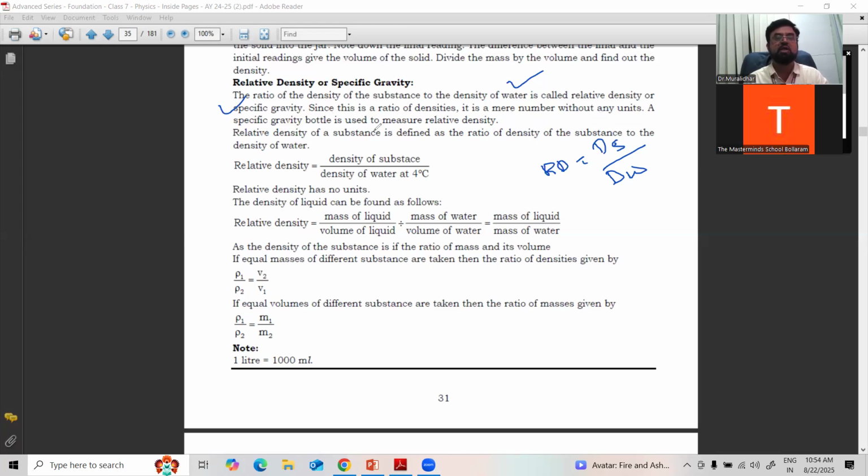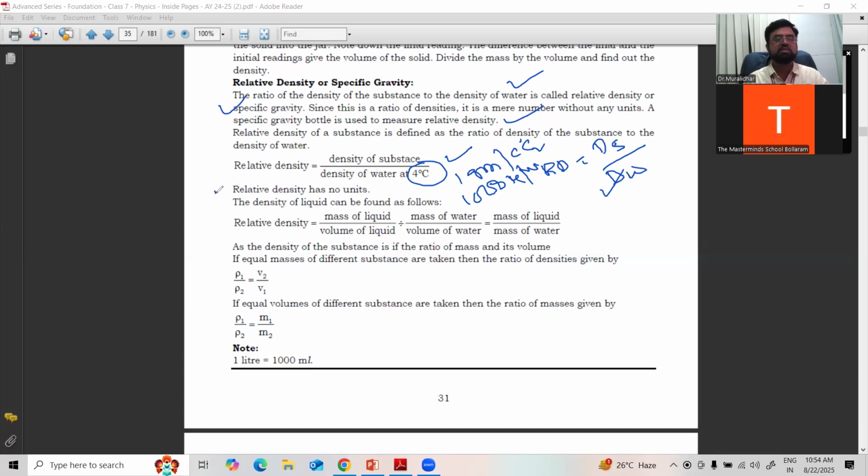A specific gravity bottle is used to measure the relative density. It is a separate device to measure the relative density of any substance, because we know the relative density of water. So relative density of a substance is defined as the ratio of the density of the substance to the density of water at 4 degrees Celsius. Water shows a special property at 4 degrees, a constant value, that is 1 gram per cc or 1000 kg per meter cube at that particular temperature.